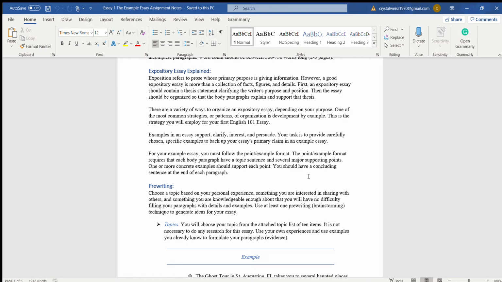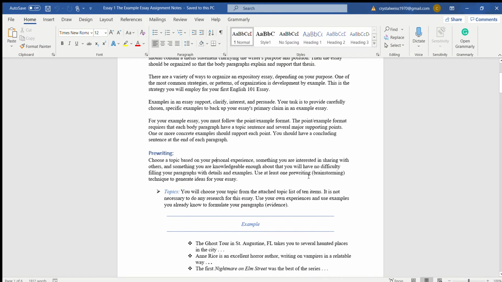There are a variety of ways to organize an expository essay depending on your purpose. One of the most common strategies or patterns of organization is development by example. This is the strategy you will employ for your first English 101 essay. Examples in an essay support, clarify, interest, and persuade. Your task is to provide carefully chosen specific examples to back up your essay's primary claim in an example essay.